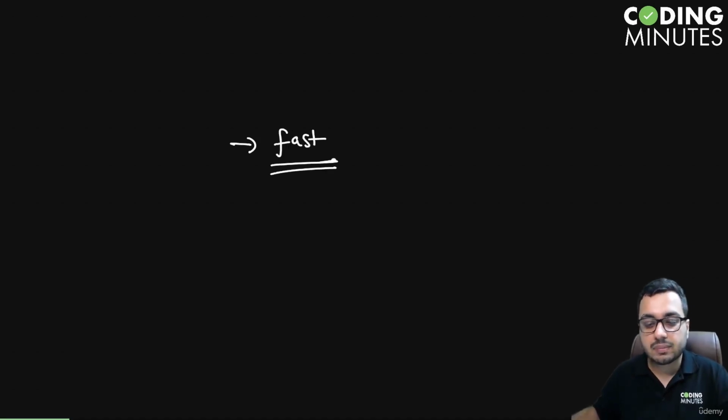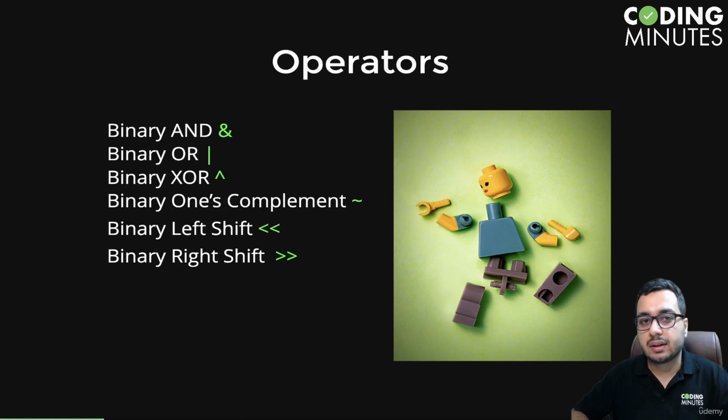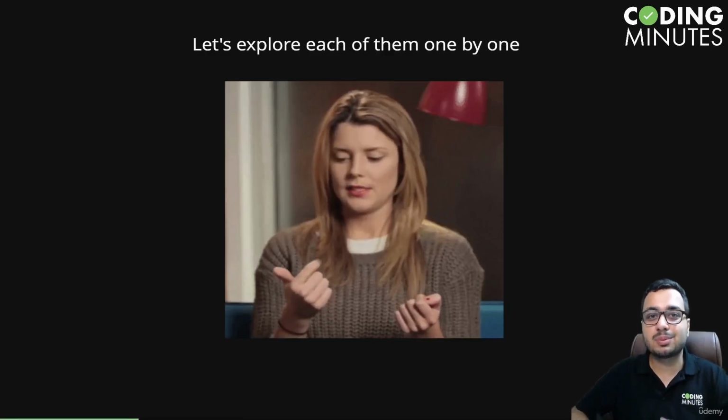The reason we sometimes use bitwise operators is that they operate on the binary representation of the data, and they're fast compared to non-bitwise operators. The different types of operators you can see on the screen are AND, OR, XOR, one's complement, binary left shift, and binary right shift. If you're new to them, let us explore each of them one by one.